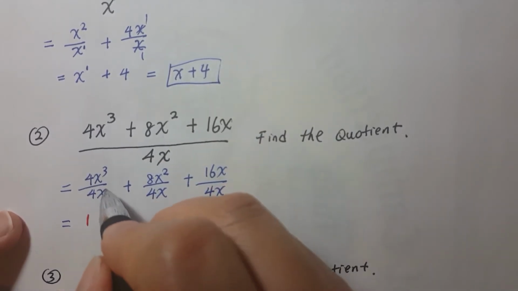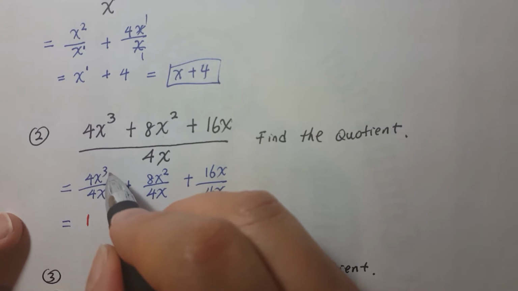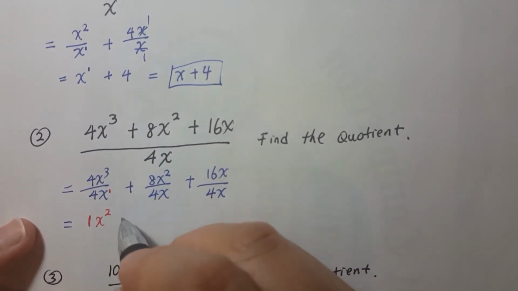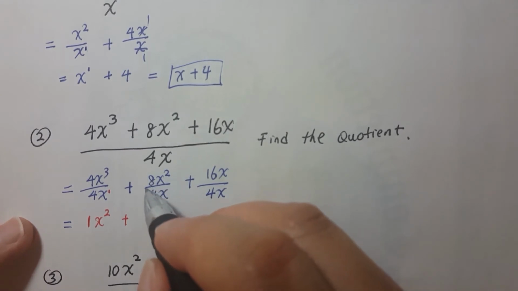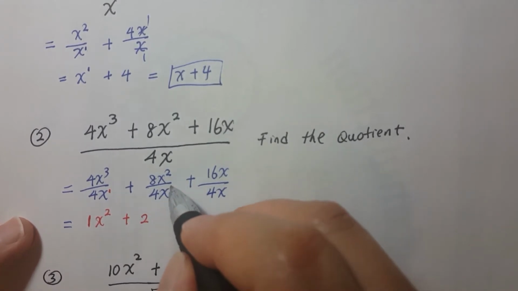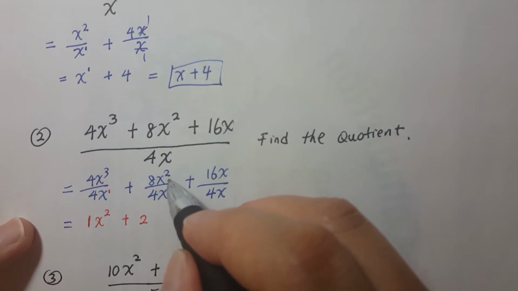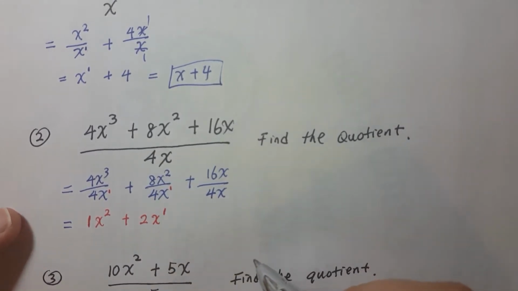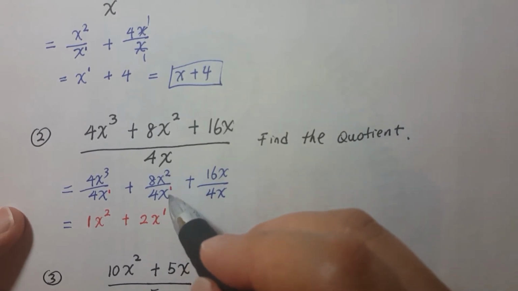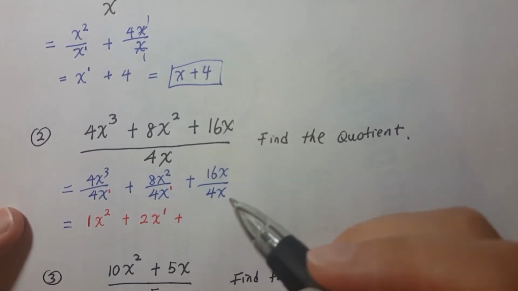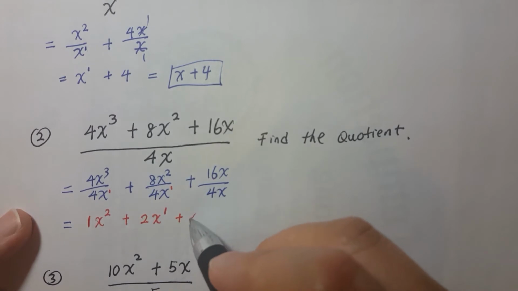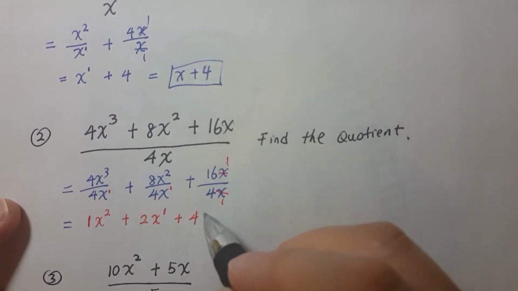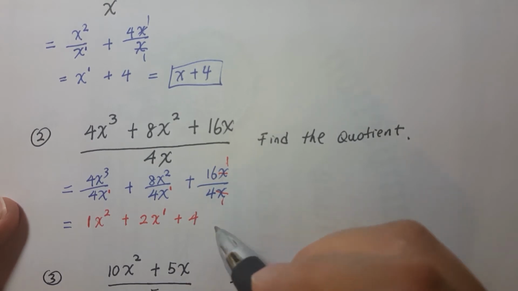So now we get 4 divided by 4 is 1. So we put 1, and then we subtract exponent. 3 minus 1 is 2, so x to the second power, and then plus. 8 divided by 4 is 2, and then we subtract exponent for the x. 2 minus 1, so we get x to the first power. 2 minus 1 equals 1. And then plus. 16 divided by 4 is 4. And the x and x will be 1 over 1. So therefore, it just becomes 4 times 1 equals 4.